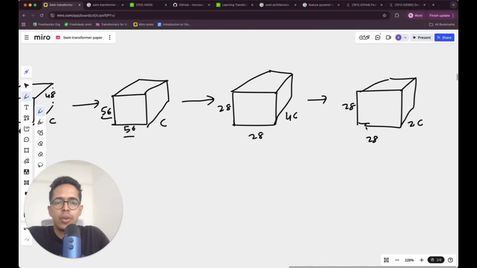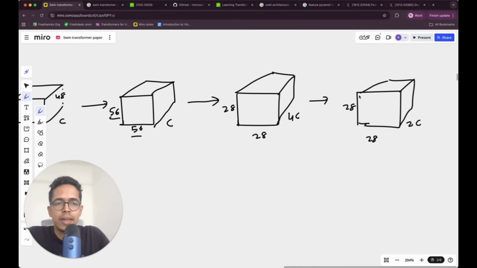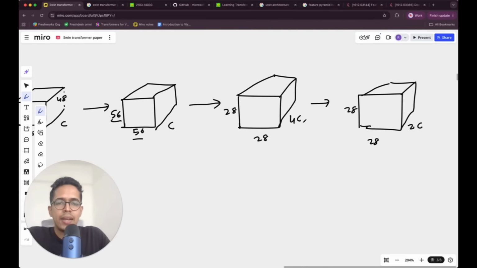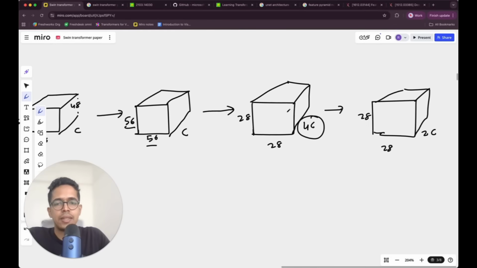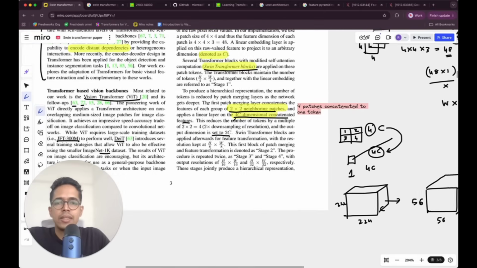So now if you look at what happened, the spatial dimension, X dimension became reduced by 2, 56 became 28. This width dimension became 56 divided by 2, which is 28. This depth was C. It became 2C. But in the in-between stage, it went through a 4C dimensional channel size. Okay. So this is what they are saying in this sentence.